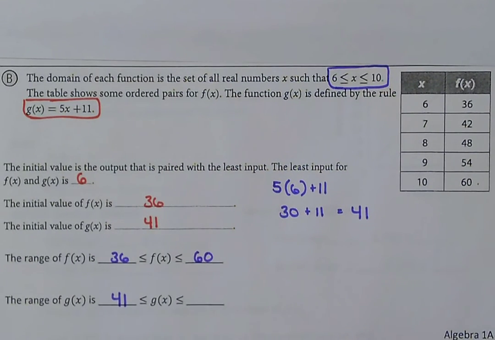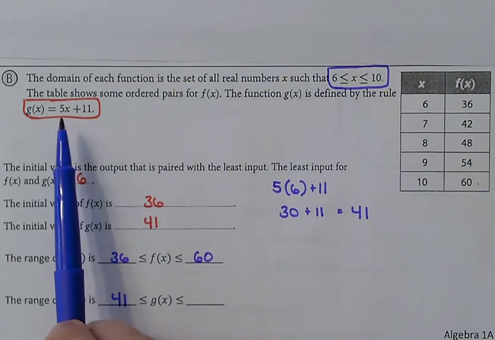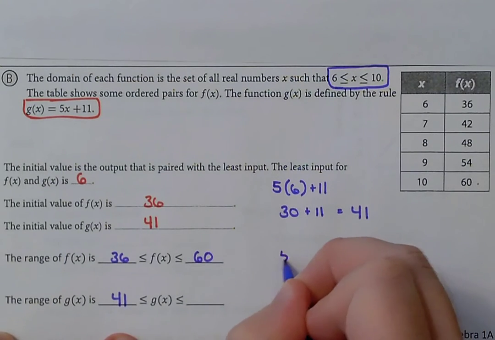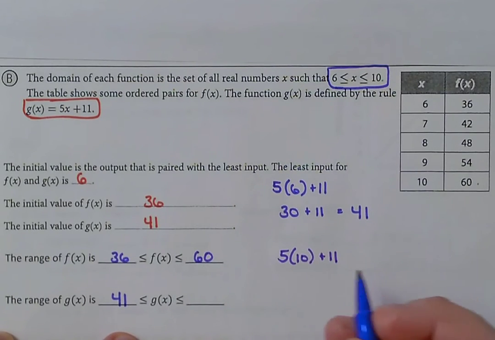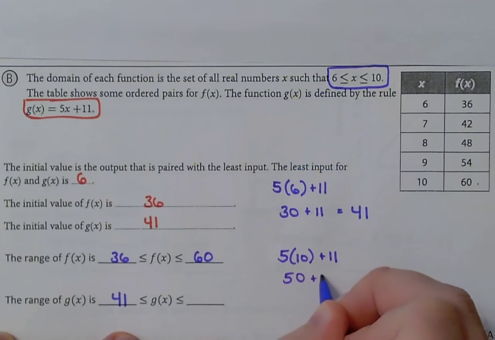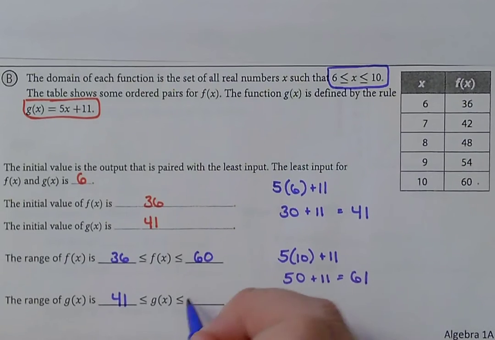And then if we take a look based off the equation, the largest number in this domain is 10, so that means I need to plug 10 into my equation. So we're going to do 5 times 10 plus 11. 5 times 10 is 50, and then 50 plus 11 is 61. So that means my top parameter of g of x is going to be 61.